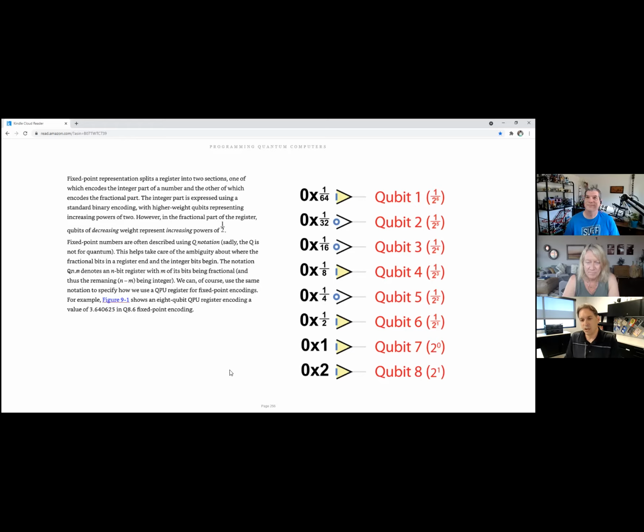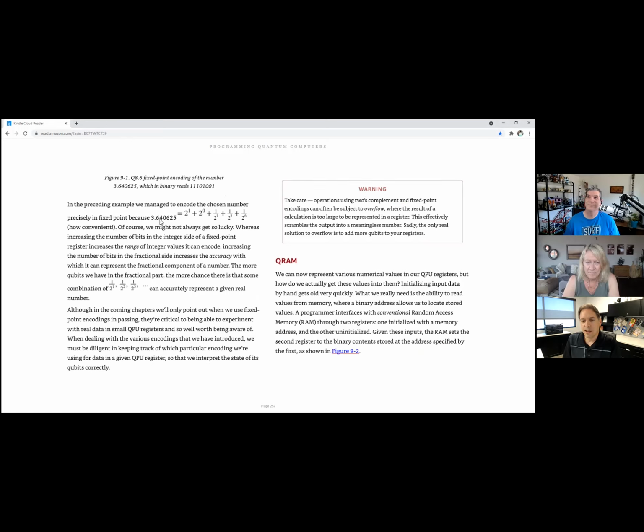What is interesting though is, I think it's on the next page. You showed it. Yeah, he comes up with this number. He shows an example, 3.640625, and he does have enough qubits to actually represent that exactly. This, of course, is assuming you know how accurate you want to be, and he picked a number that very nicely fits that.